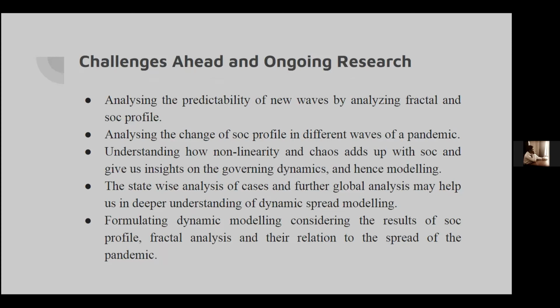Then there is the state-wise analysis of cases and further global analysis that may help us understand dynamic spread modeling more deeply. This is one important point which we want to focus on later. And last is formulating dynamic modeling, considering the results of SoC profile, fractal analysis, and, as I've said, nonlinearity and chaos, and their relation to the spread of the pandemic. These are the main challenges we are working on, and the main things we are thinking to implement, because this is a very new field to study and a very broad field in connection of mathematics to real world pathology or real world serological data.